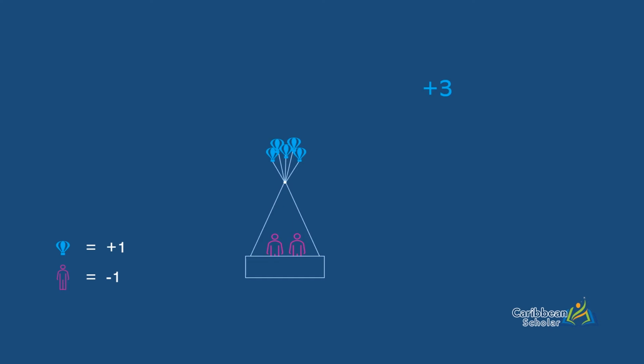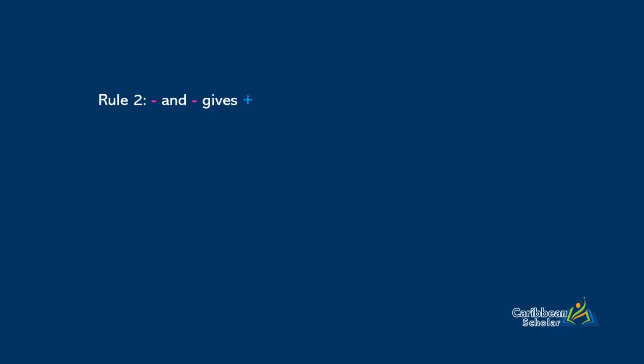Now, rule number 2 tells us that a negative and a negative gives us positive. Let's try 3 minus negative 2. This gives us 3 plus 2, which is 5. Why? Well, let's head back to the lift.